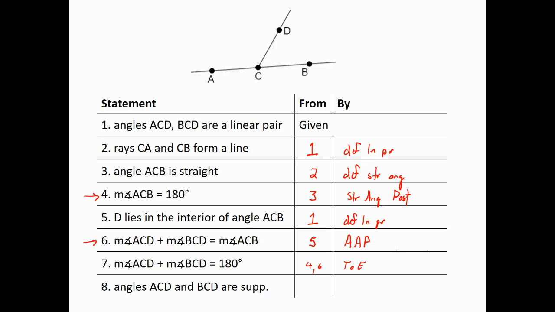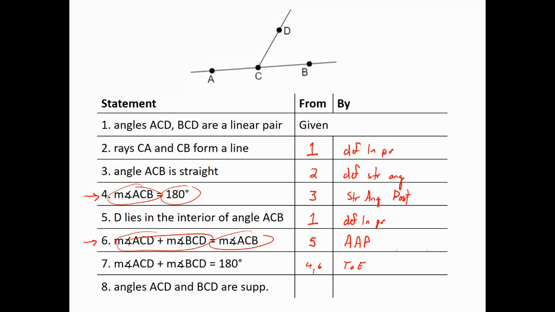We have one thing, the sum ACD plus BCD, equal to a second thing, ACB, and we have that second thing, ACB, equal to a third thing, 180, so it follows that the first is equal to the third, and that's exactly what we say on line number 7.